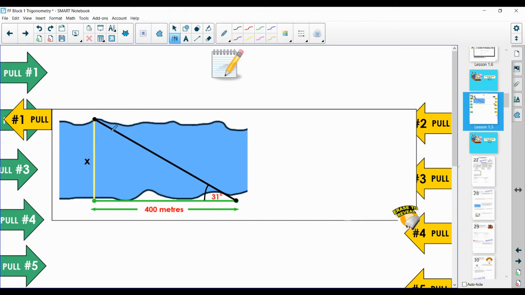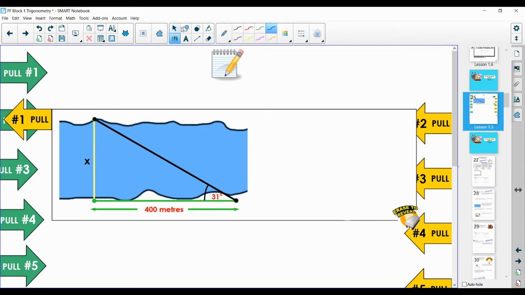If I had put my X value right here, I could be asking you for the angle from the vertical. I probably wouldn't ask you that though, because I've already given you the angle here. So the most common question that I would ask in this situation would be, what is the width of the river?